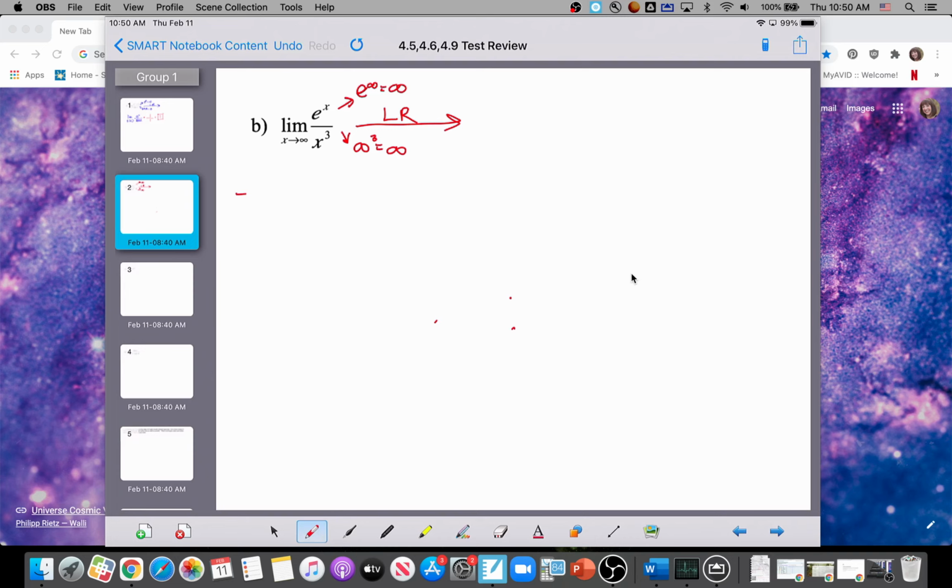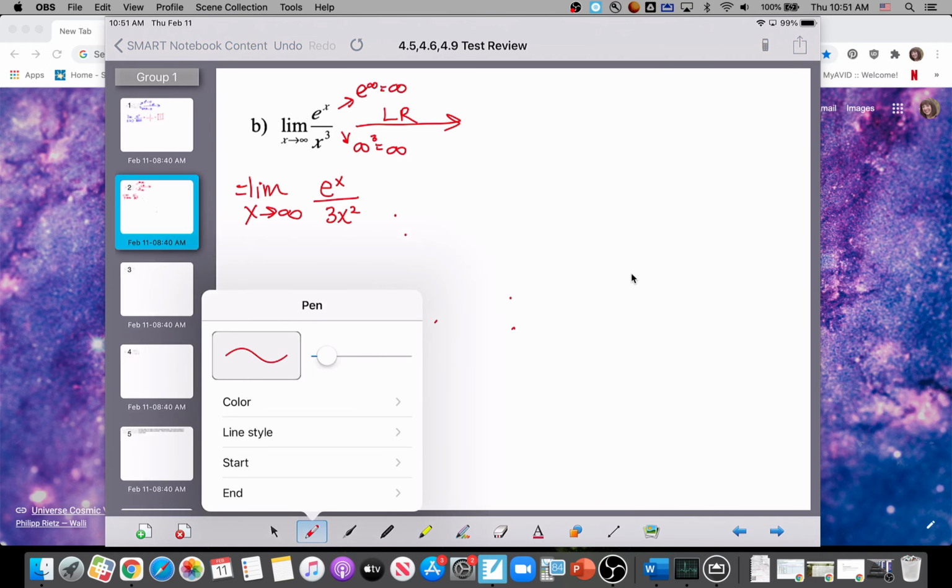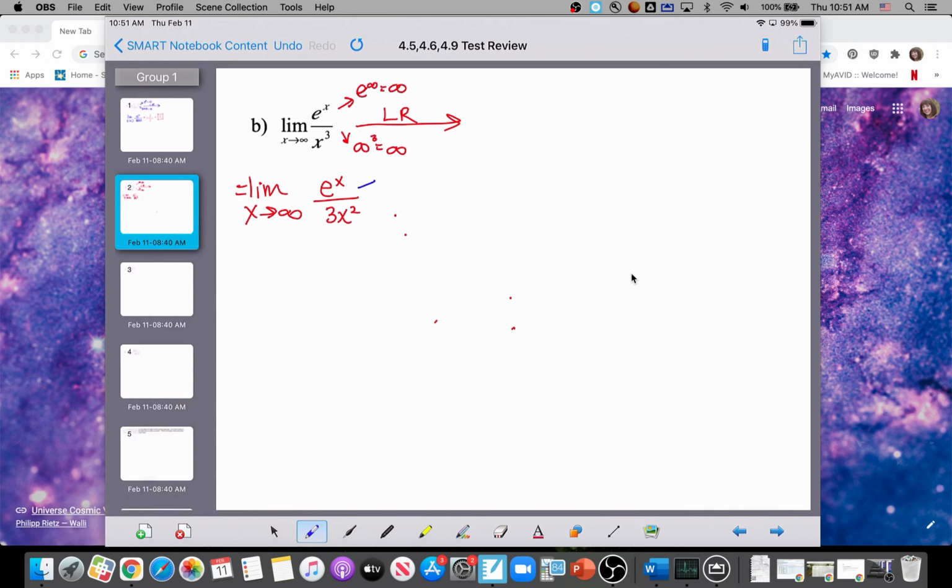So this will become the limit as x approaches infinity. The derivative of e to the x is e to the x. The derivative of x cubed is going to be 3x squared. Then I check again. In my numerator, I still have e to the infinity, which is infinity. And in my denominator, I have 3 times infinity squared, which is still infinity. So once again, I am going to need to do L'Hopital's rule.